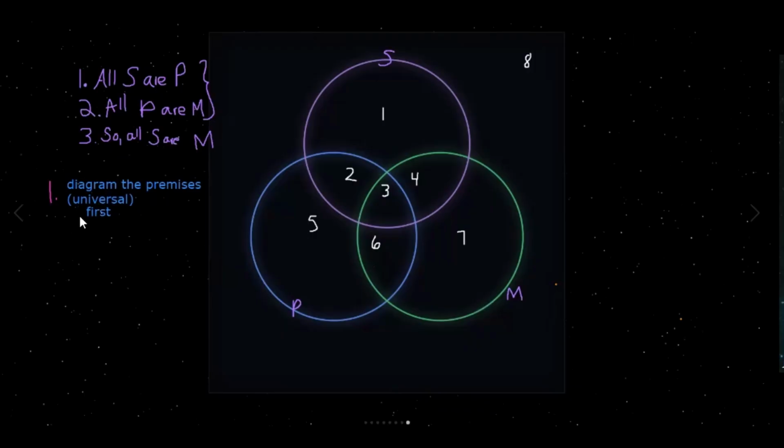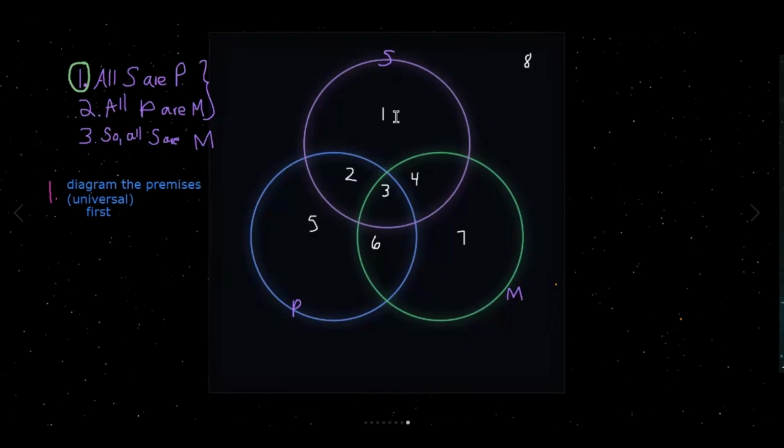I'll use light green for premise 1. All S are P. So how do we diagram all S are P now that we're on a 3-circle diagram? I see students getting confused about this all the time, so let's really break it down. We're in a video, so if this is going too slow for you, just skip ahead or don't watch it. It's fine. I'm going to go super slow to explain why.